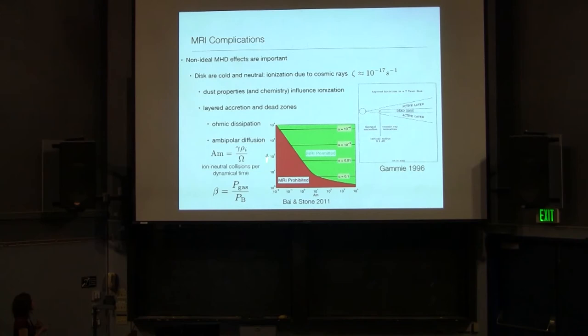So this is just a plot from Xuening Bai and Jim Stone showing that there are these different regimes where the MRI is prohibited or permitted, and the effective alpha you get out in terms of angular momentum transport depends strongly on that. So I think Jim will probably talk about this more later on. This is work that's being done actively in Athena.